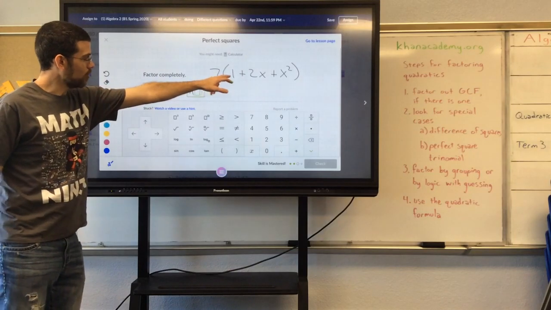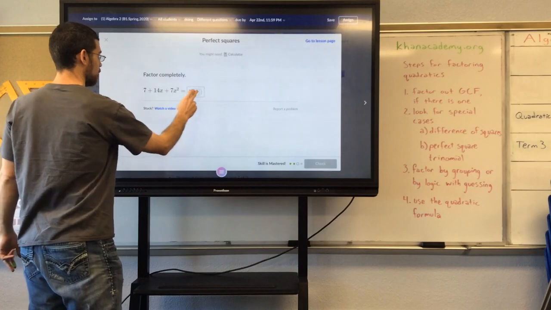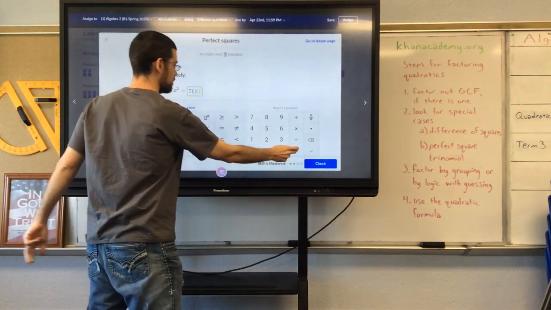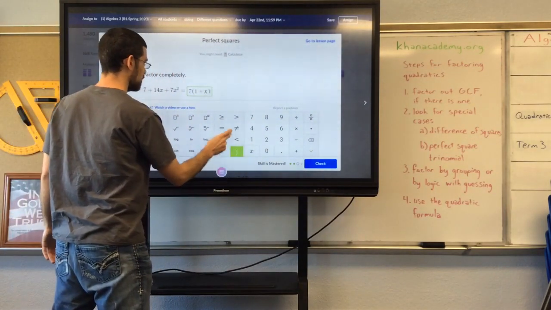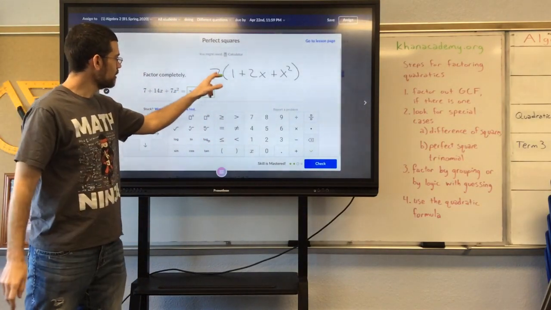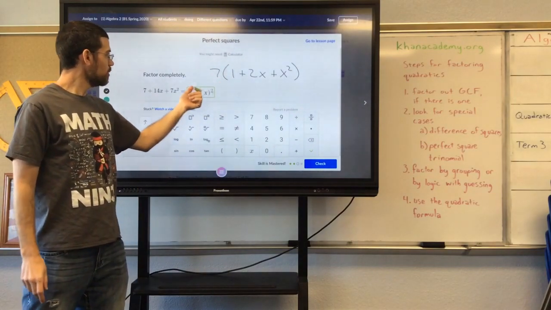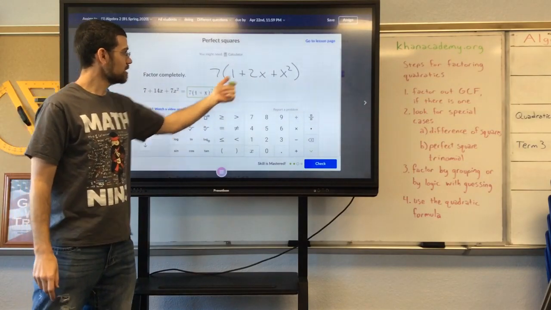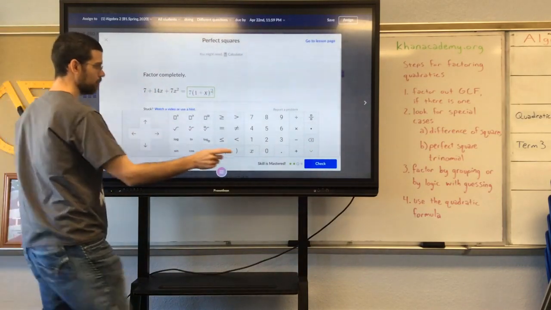And so the square root of our first term is 1. The sign of our middle term is positive, and the square root of our final term was just x, and then we're squaring that. So let's check that out, right? It's 7 times 1 times 1 is 1, 1 times x plus another 1 times x is 2x, plus x times x is x squared, all times 7, and that'll bring us back to here. Okay?